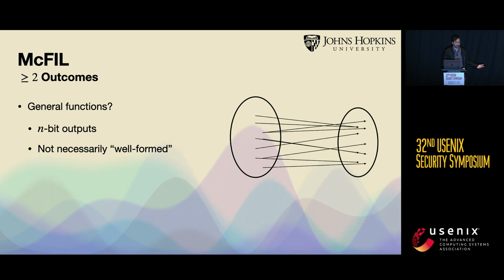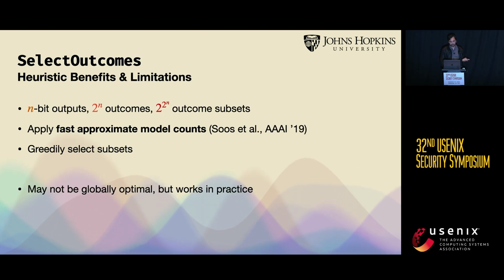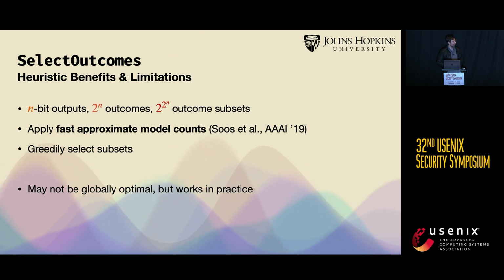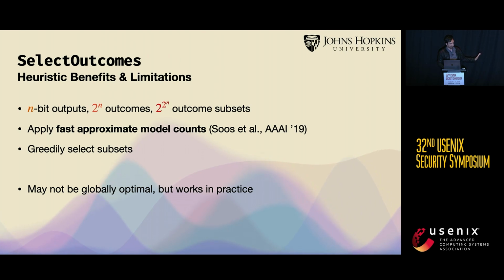But if we want to look at general functions with, say, n-bit outputs rather than 1-bit output, and also expand beyond the requirement of well-formedness that we established in that previous work, we have to solve a few challenges. And the core idea of this was a navigation of this massively larger outcome space, right? N-bit outputs, 2 to the n possible outcomes within that, and then actually the power set of that number of possible subsets of the outcome space. So we naturally can't explore that exhaustively.